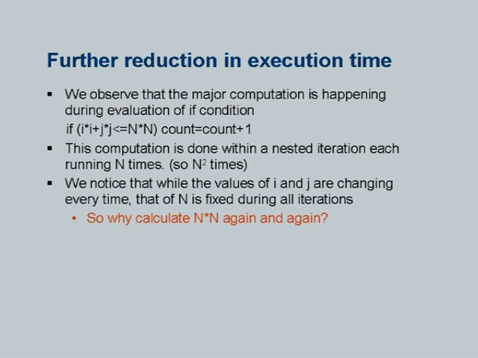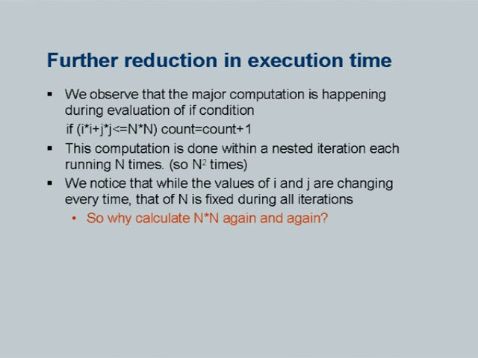We observe that the major computation is happening during evaluation of the if condition. What is the if condition? If i square plus j square is less than or equal to n square, then count is equal to count plus 1. We notice that this computation is done within a nested iteration. Each one runs n times. So totally this comparison, and therefore this computation, is done n square times. We further notice that in each iteration, the value of i and value of j will be different, because that is what is being varied by the control structure of the for command.